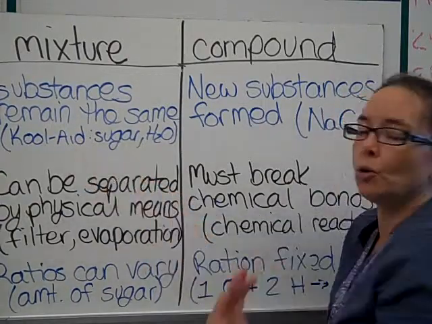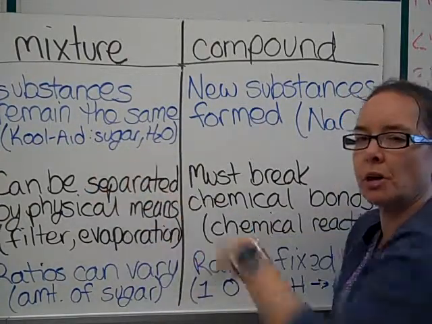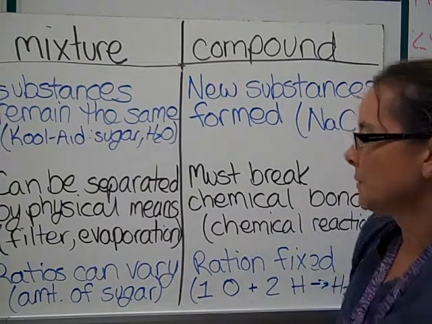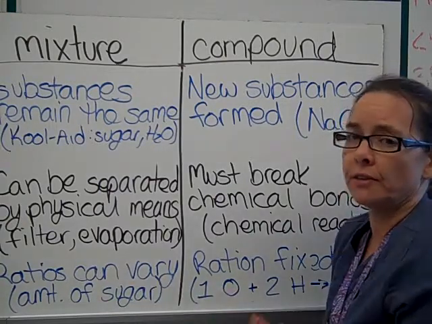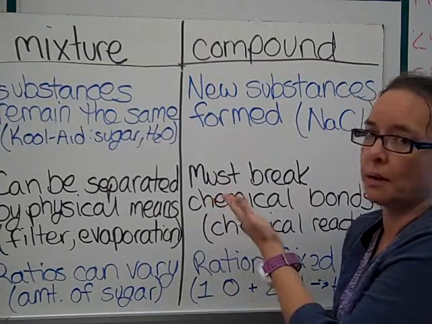If I evaporated Kool-Aid, I would have some sugar and some coloring left in the bottom of the glass. And the ratios can vary. So you could have different amounts of sugar and water, for example, in your Kool-Aid.